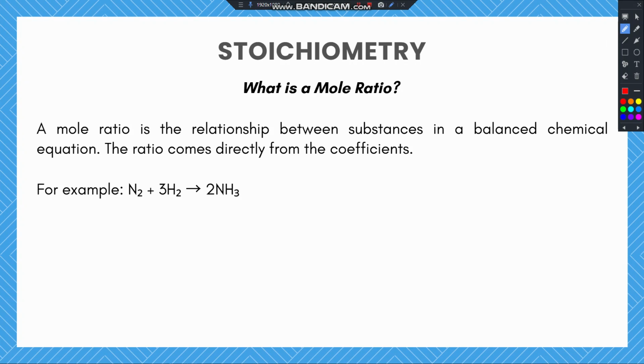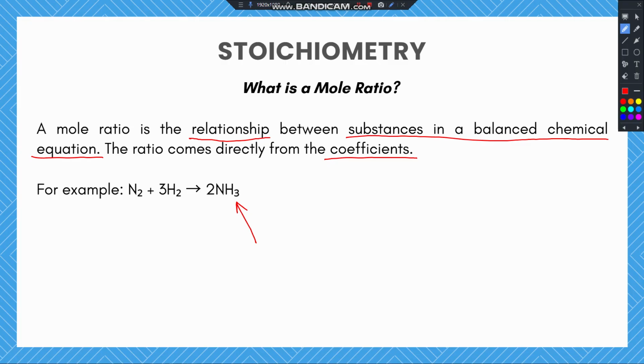A mole ratio is simply the relationship that exists between substances in a balanced chemical equation. The ratio comes directly from the coefficients. The coefficients are the large numbers that are placed in front of the formulas in chemical equations. For example, here is a balanced chemical equation on the screen right now.